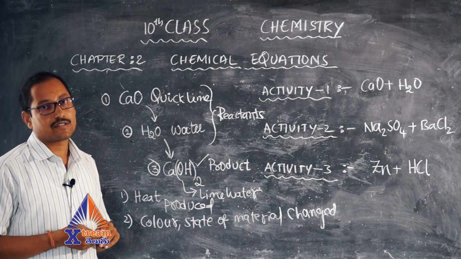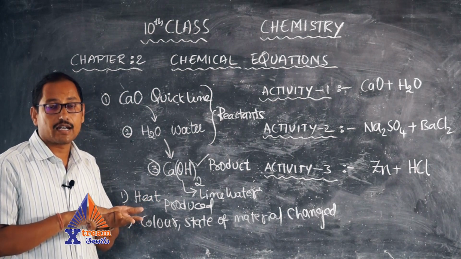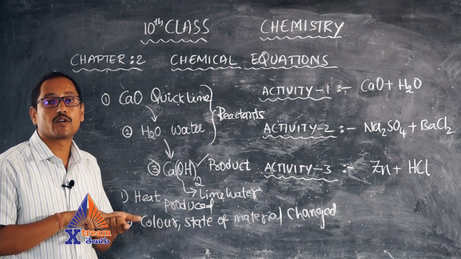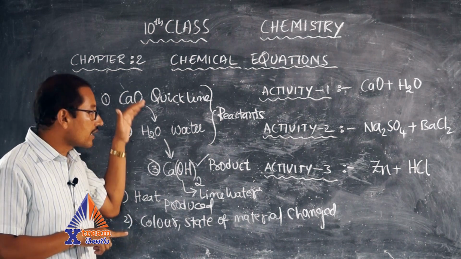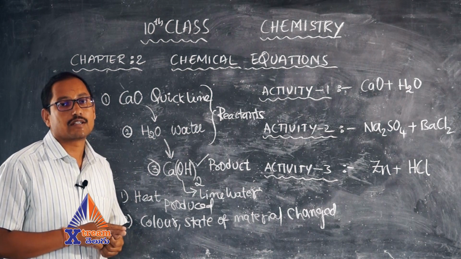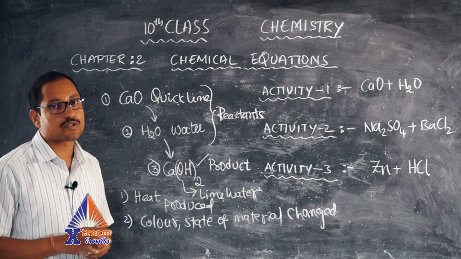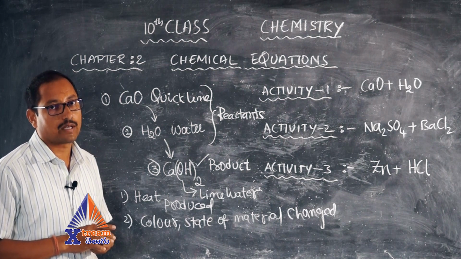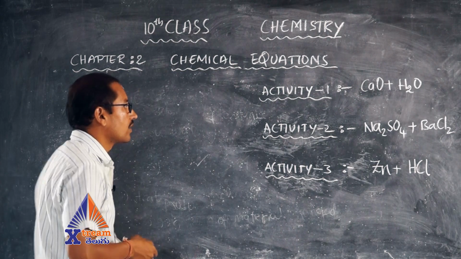So the conclusion is, we may have a change in color, a change in physical state, and a change in chemical combination, chemical formula also. Such a reaction is called a chemical reaction. This is the conclusion of activity number 1. Now let us see activity number 2.